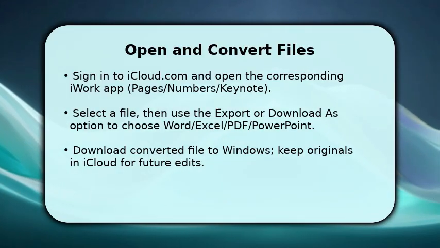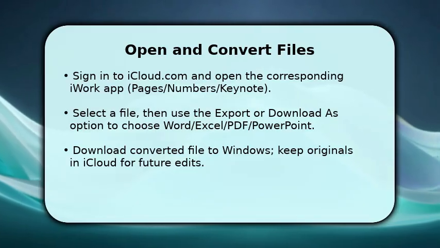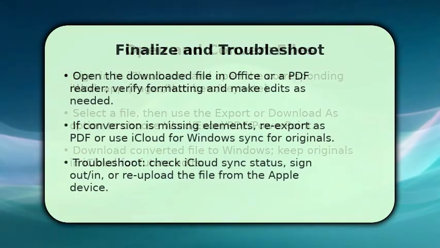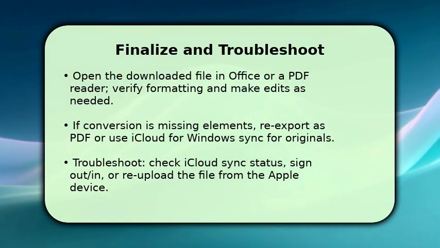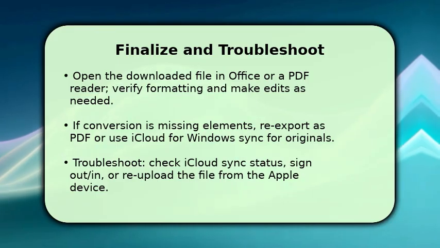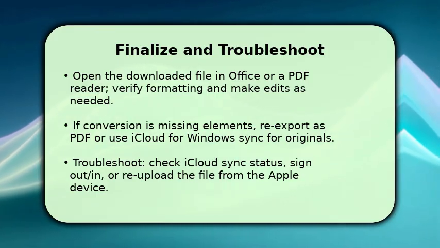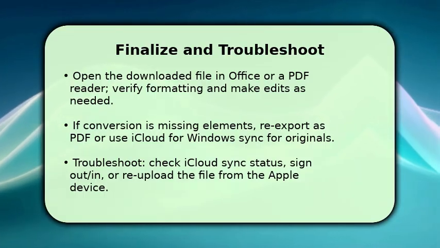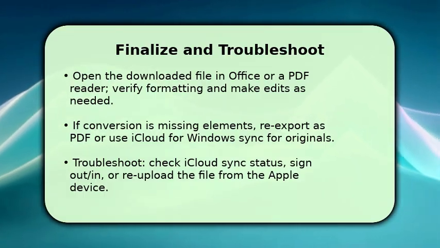This conversion step is how you view and edit Apple native files on Windows reliably. Finally, open the converted file in Microsoft Office or your preferred viewer and verify content and formatting. Adjust styles if necessary. If something looks off, re-export from Pages as PDF to preserve layout, or use iCloud for Windows to sync the original file and try conversion again.